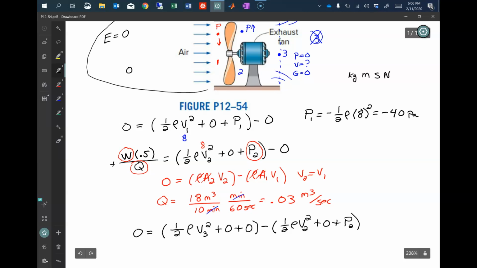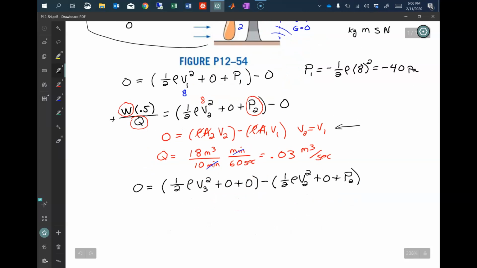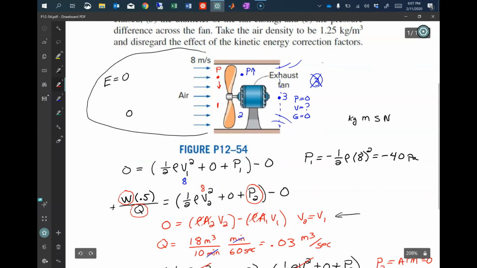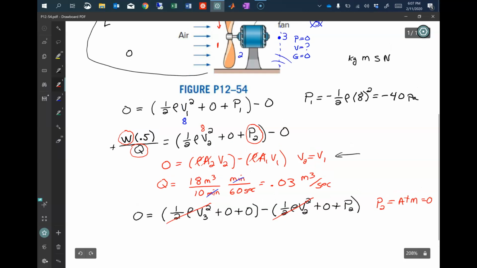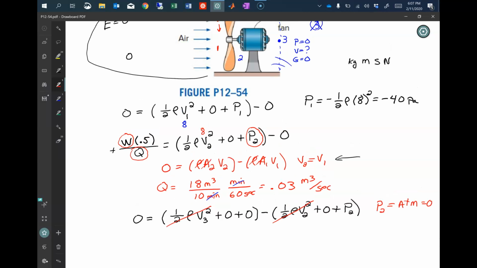Okay. Now, again, the velocities are the same. You can do it with the mass equation from here, right? So the velocities are the same. What that means is that this kinetic energy and this kinetic energy are equal. So what is P2? P2 is going to have to be atmospheric, which kind of surprised me, but when you think about it, it has to be, because the kinetic at 2 is the same thing as the kinetic at 3, so the pressures have to be the same as well. So pressure 2 is equal to 0.